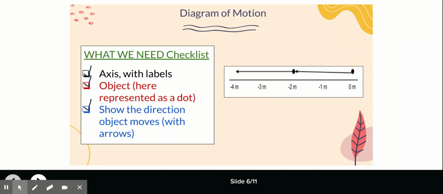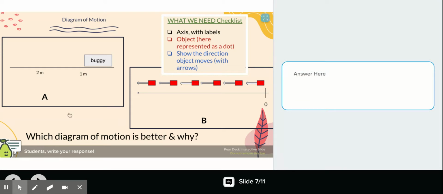Next, we're going to look at diagrams of motion. So again, we have this what we need checklist, and we have an example here. You can see the example has everything we need. What you're going to look at here are two different diagrams and say which diagram of motion is better and why. And you have this checklist here to remind you of the things that should show up on the diagram.